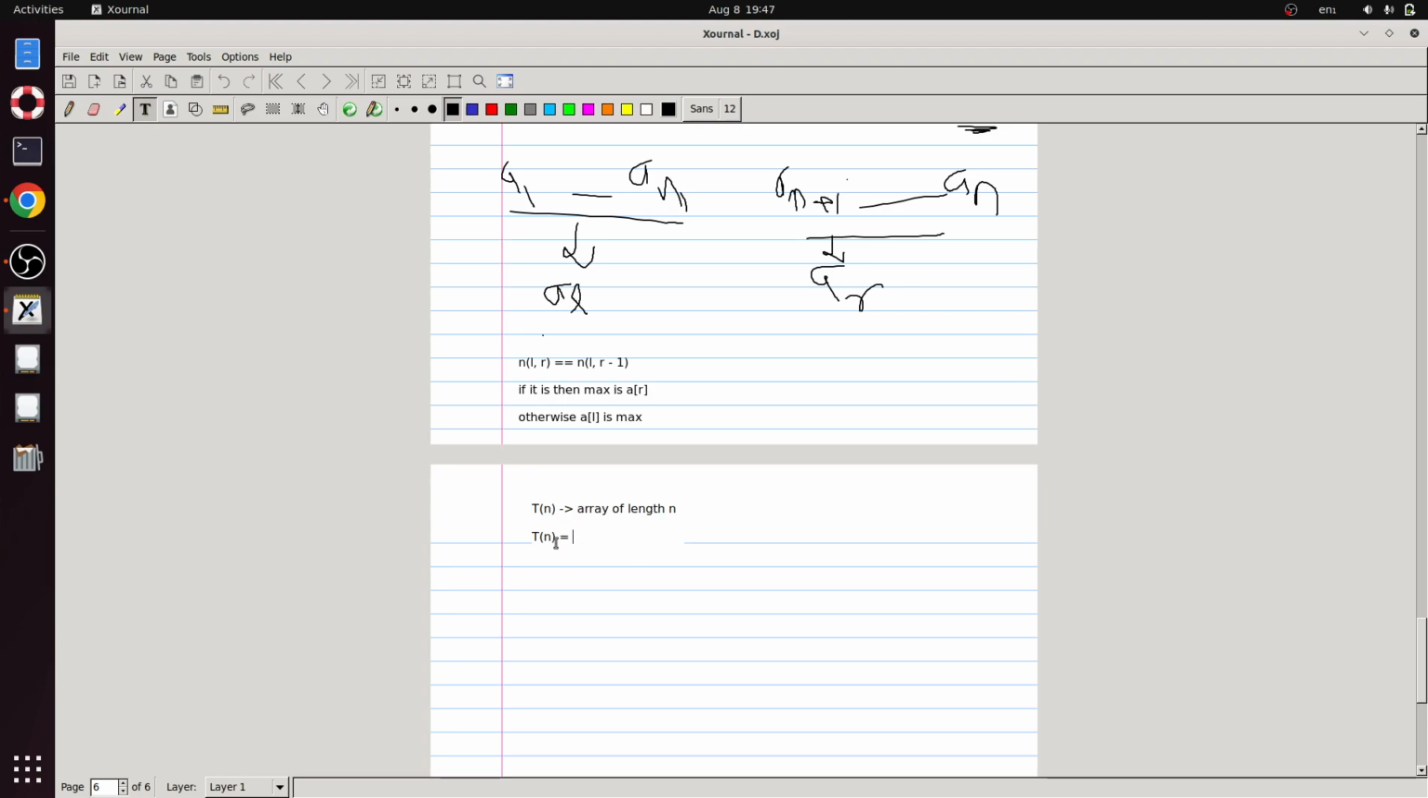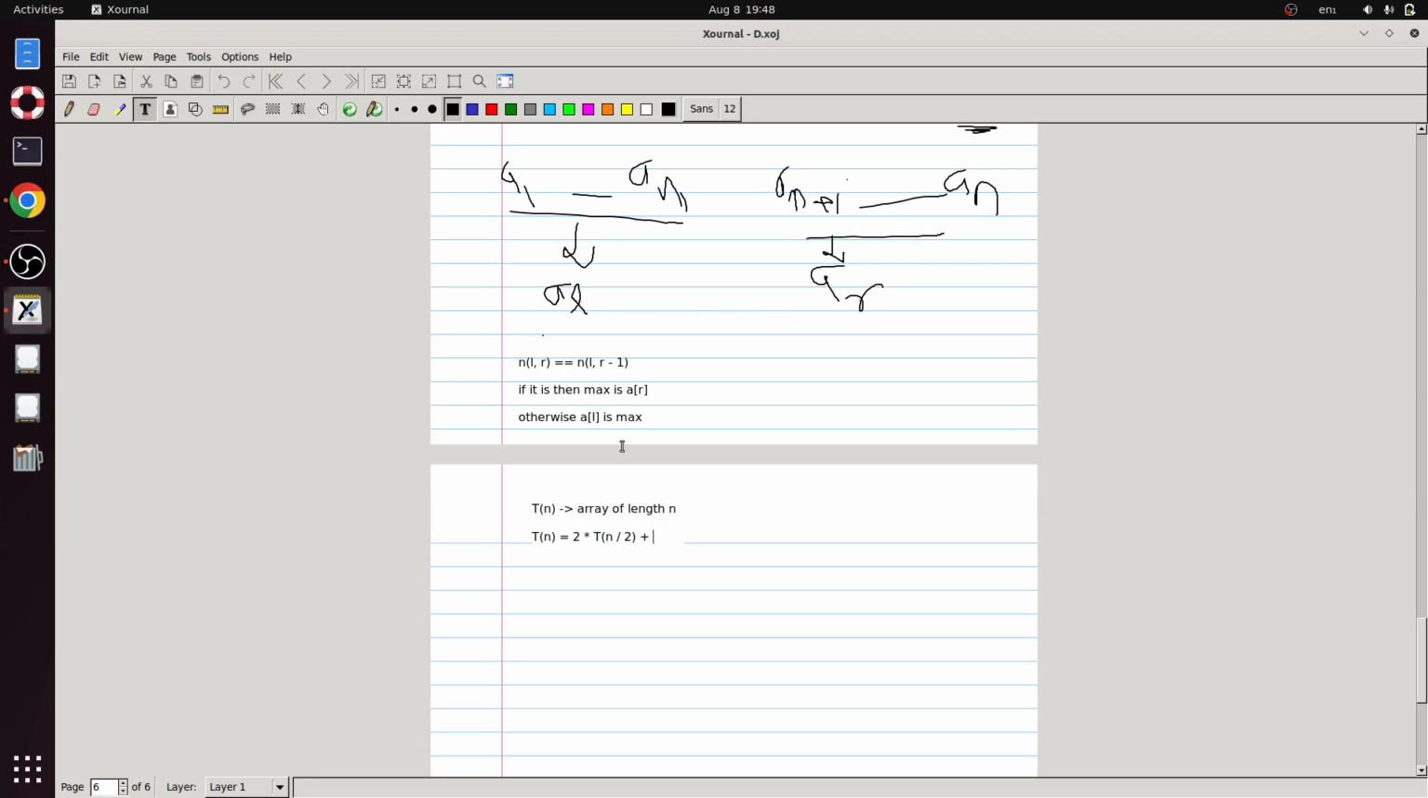So for T of n, the first thing that we do is calculate the maximum for two subarrays, that is half of this T of n. When we calculate the maximum for these two subarrays, the next thing that we do is compare A of L and A of R and check them. After we have these two maximums, we check them and see which one of them is greater.